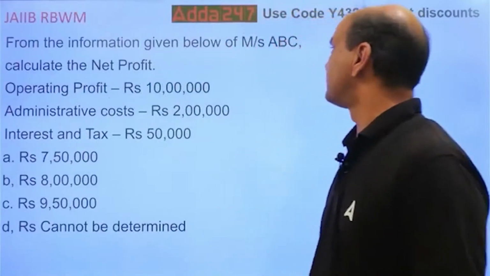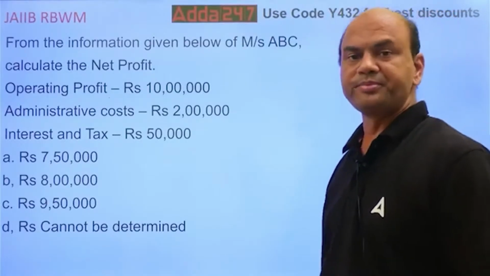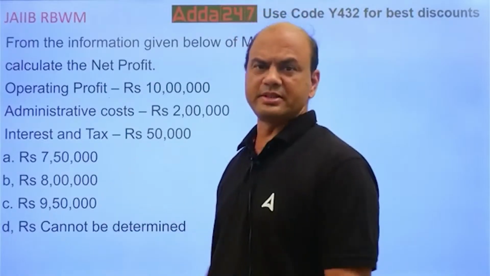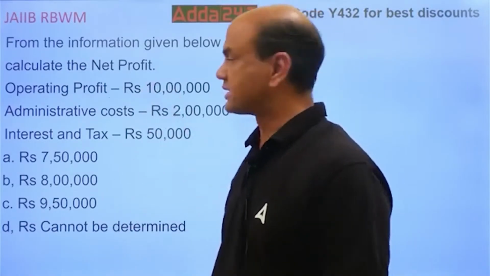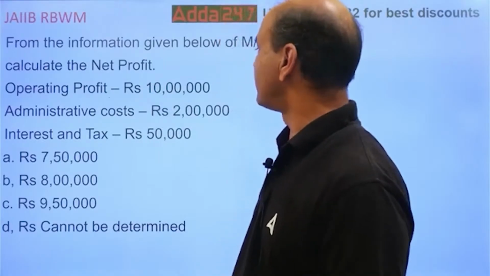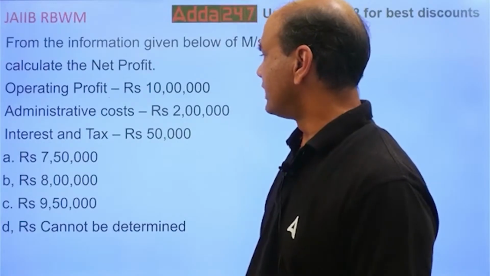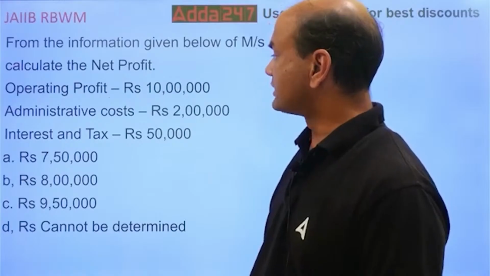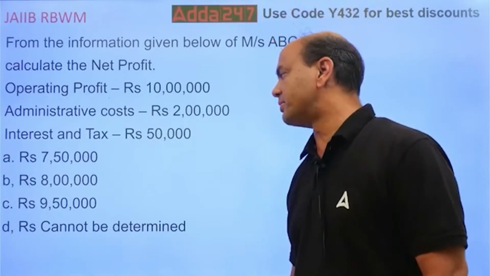From the information given below of Messrs ABC, calculate the net profit. So there is a customer named some ABC. Now you have to calculate the net profit. What is given? Operating profit as 10 lakh. Admin cost as 2 lakh. Interest and tax as 50,000. What will be the net profit over here?